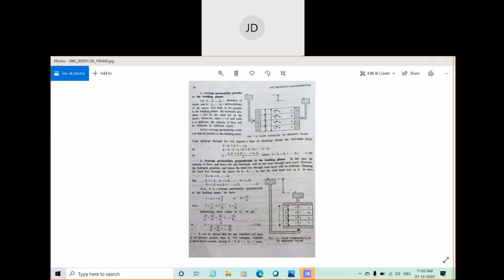So you have to remember this formula. This formula is for average permeability for stratified soil when the flow is parallel to the bedding plane, and this formula is for the coefficient of permeability for the stratified soil when the flow is perpendicular to the bedding plane. Next class we are also going to solve some problems related to these two formulas. So this is all about today's class.